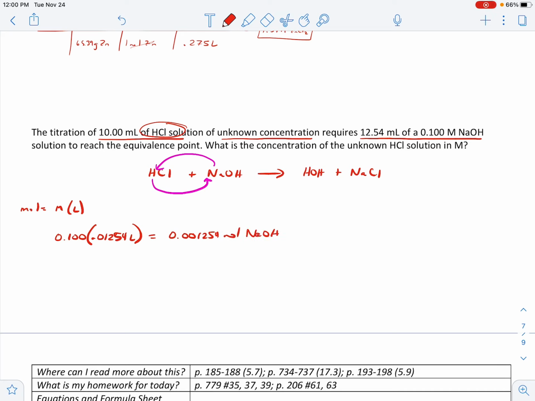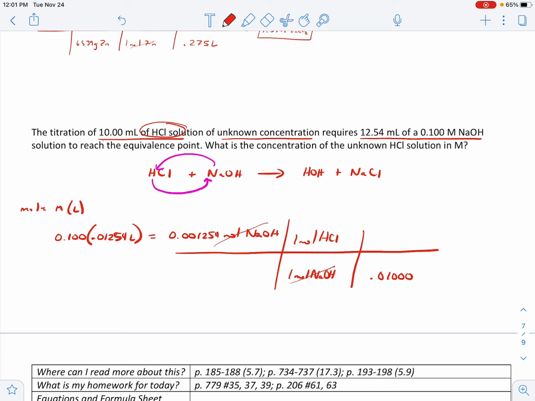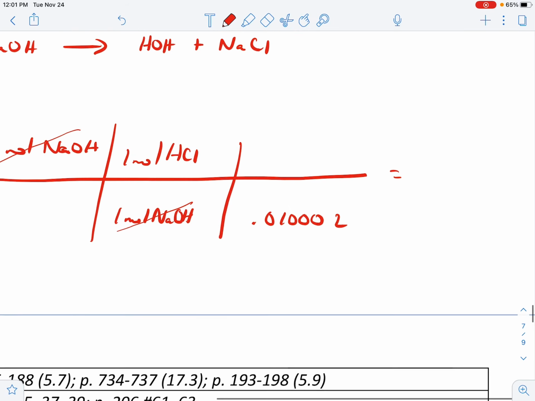So we're already at moles, which is where we want to be. Now we're going to do our mole ratio, which is 1-to-1. We have 1 mole of NaOH, 1 mole of HCl. All right, and since we're at moles, we can divide by our liters, 0.01000, and that will tell us our molarity. So our molarity of our HCl, blow this up just a little bit, 0.125.